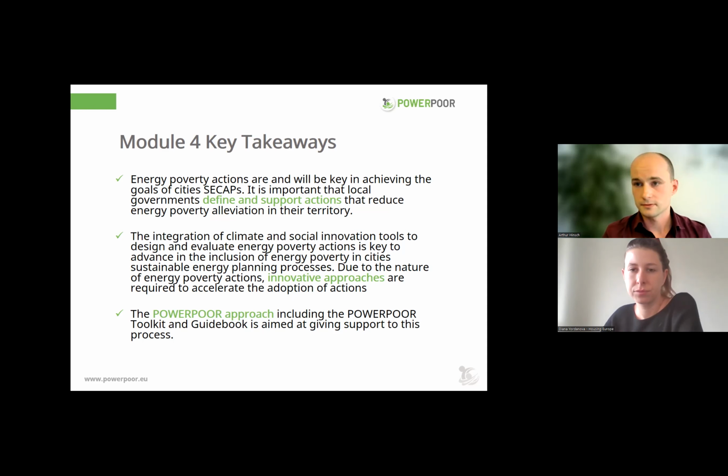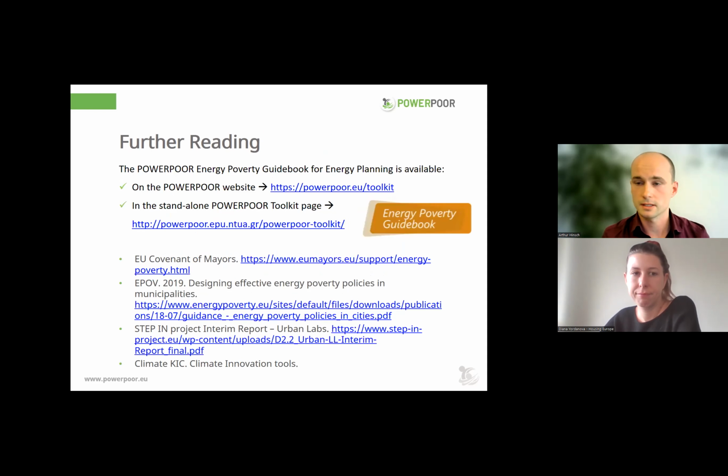And of course, some of the elements that you can use here are the POWERPOOR tools. You can bring them to a table, to an interactive workshop, or to your city, and also take the guidebook with you and put it on someone's table and say, listen, you've got a problem with energy poverty. Here are a few examples of how you can mitigate that, and let's do it together. So that's my presentation, further reading, and if there are any questions, I'm happy to respond.